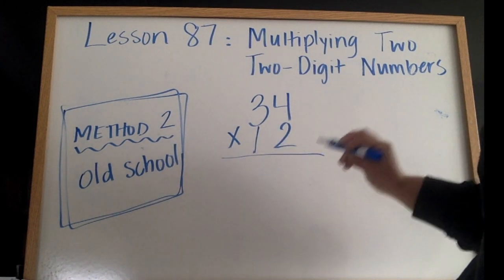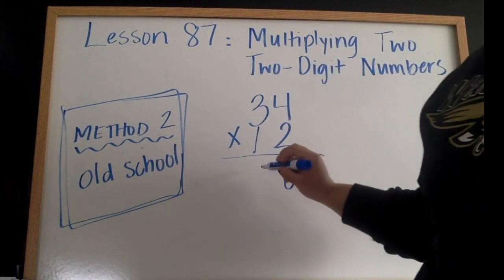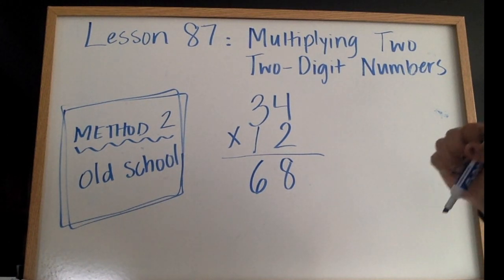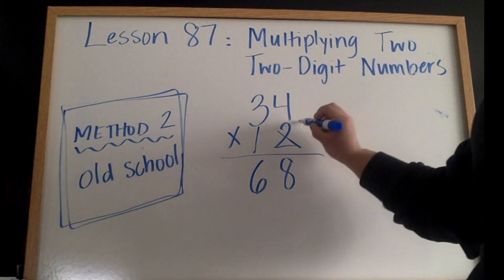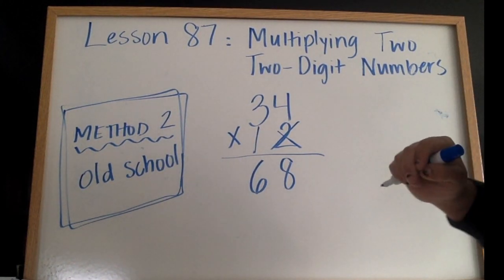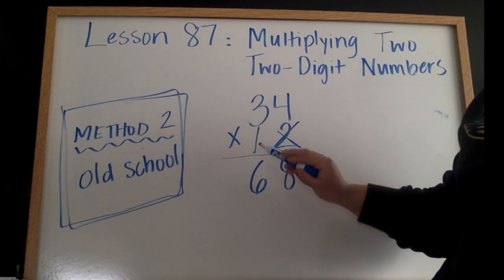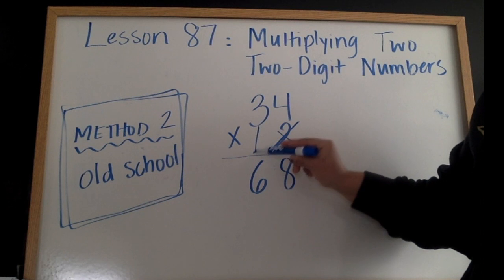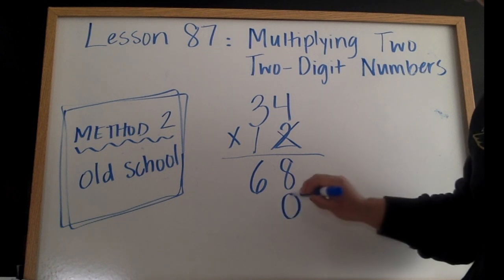2 times 4 is 8. 2 times 3 is 6. Okay. Now, I'm done in the ones place. So you can put a slash through it if you want, or an X to know you're done with the ones place. Okay. I'm going to move over to the tens place now. So I'm going to be taking 34 times 10 because this 1 is in the tens place. So since I'm multiplying 34 by 10, it's a multiple of 10, that means I'm going to have to put this 0 right here.